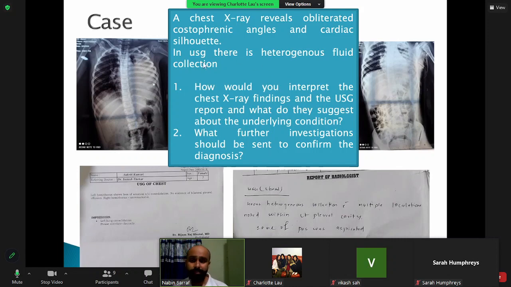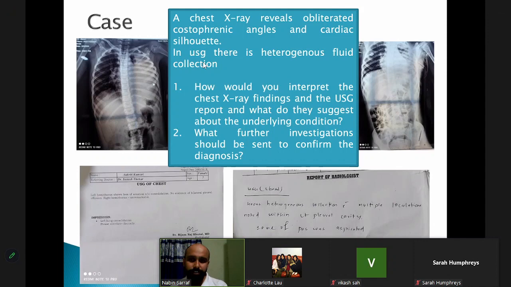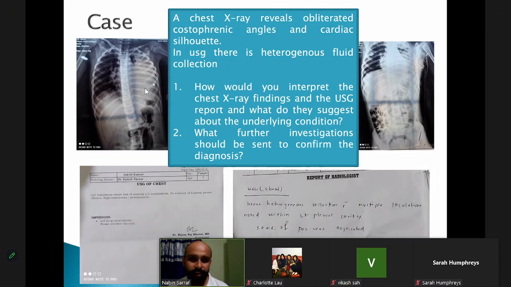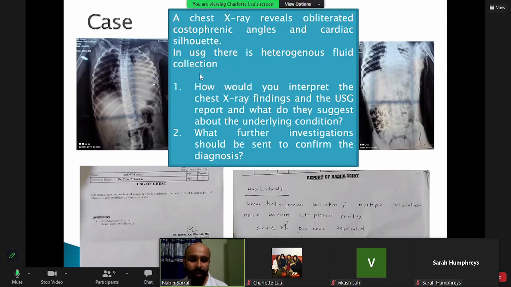So by seeing this, as we discussed about the chest X-ray features and the physical findings, all of it resembles serofibrinous pleurisy. So again, why is it important to do thoracentesis? Even in serofibrinous pleurisy, we can see the same changes in chest X-ray, the obliteration of the costophrenic angle and of the cardiac border. So how do we interpret the chest X-ray finding and the USG report, and what do they suggest about the underlying condition? In the USG also, there are gross heterogeneous collections with multiple loculations noted within the left pleural cavity.